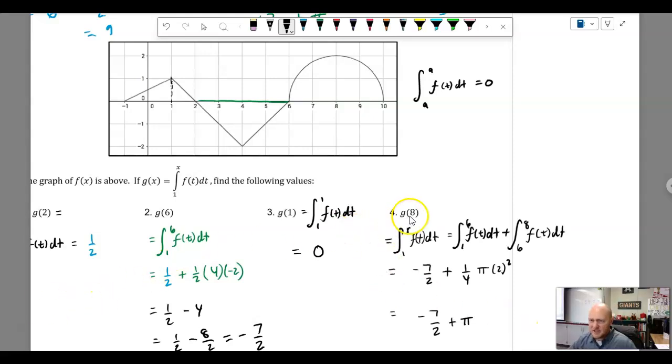Okay, g of 8 is going to be the integral from 1 to 8 of f of t dt. We already have calculated the integral from 1 to 6, and we know that that is -7/2. So I just imported that, and then we have to calculate the area under the curve from 6 to 8. Again, that's a quarter circle, so 1/4 pi r squared. You have a radius of 2. Gives you -7/2 plus pi.